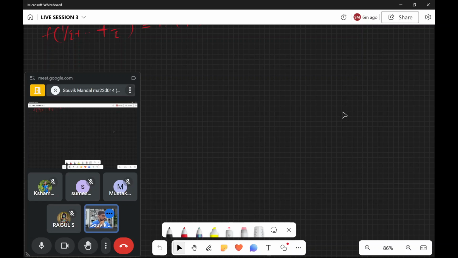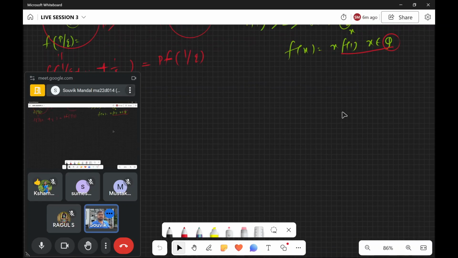Am I correct? What I'm trying to say? Okay. So now since Q is dense, f of x is equal to x times f of 1 for all x. So yeah, this is the argument.